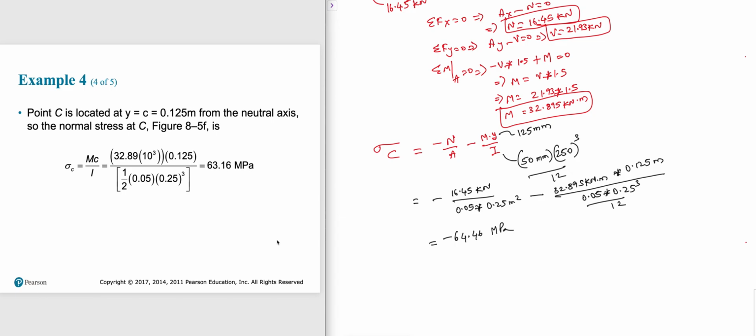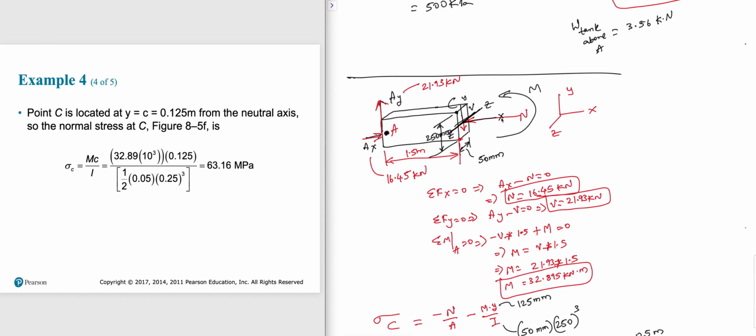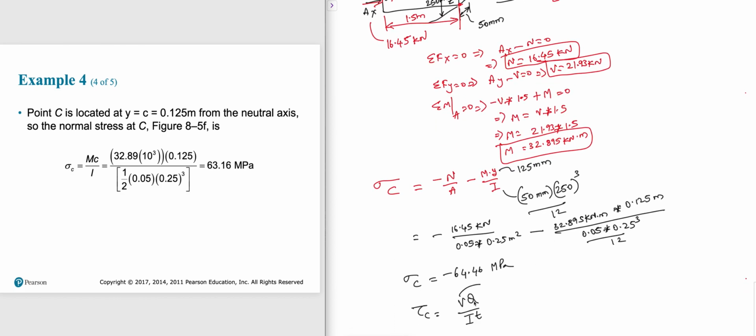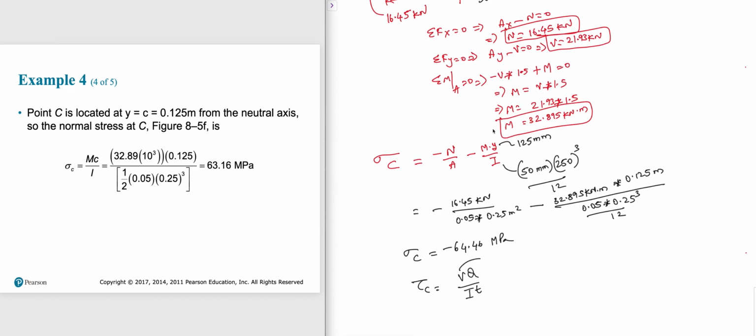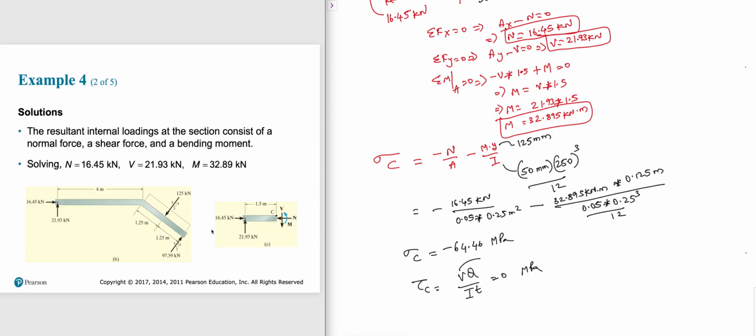Similarly, what is tau c? VQ over IT. We know shear force is V, and V is 21.93. But what is Q? Q is Y times the area above the point C. What is the area above point C? There's no area above point C. So Q is 0. That means you get 0 megapascal. So there's no shear.